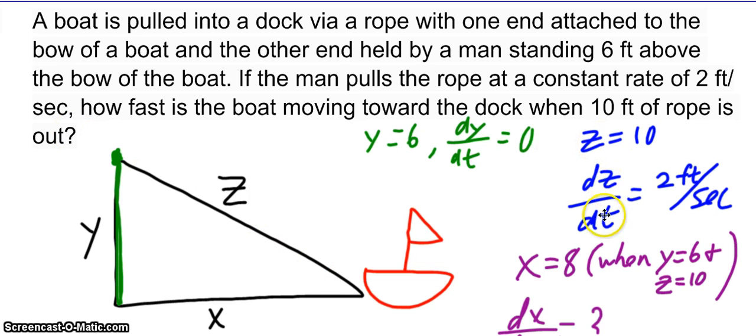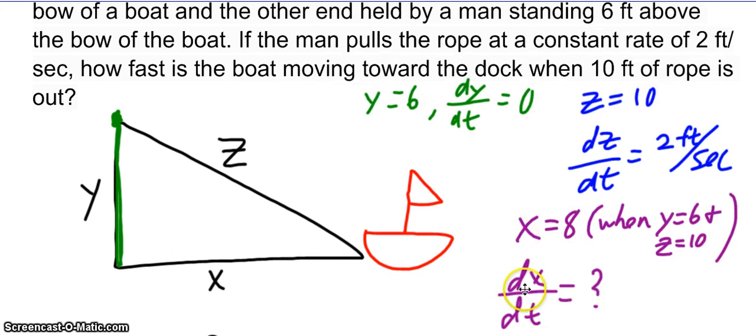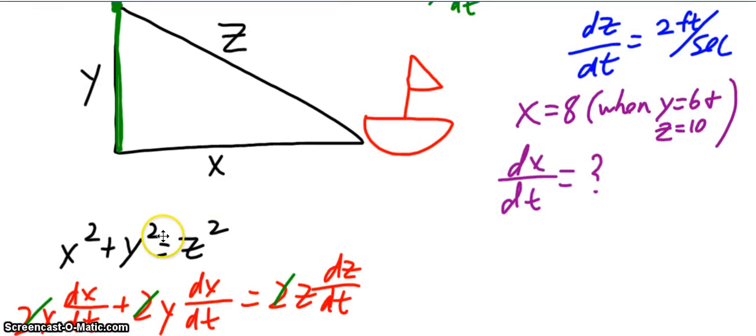z and dz/dt are what I know. x is 8 at the instance that we care about. We're trying to find dx/dt. So again, it's important to identify what's a constant, and what we know. This was a 3, 4, 5 triangle. If it wasn't, we could use the Pythagorean Theorem to find out the x, the y, and the z in relation to each other. But the Pythagorean Theorem is what we're going to do the derivative of.